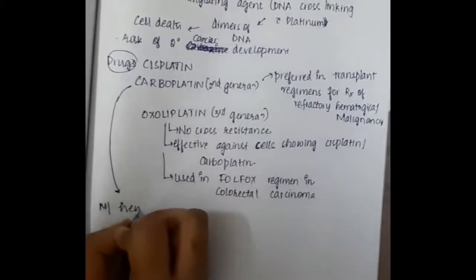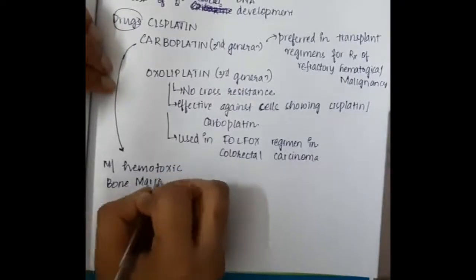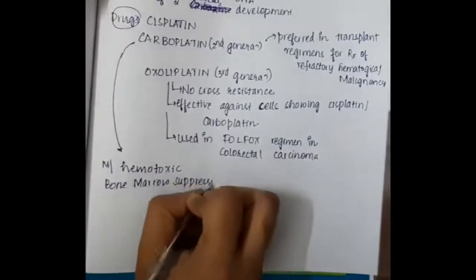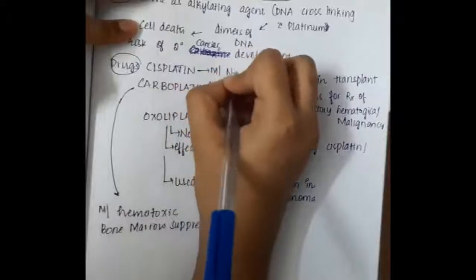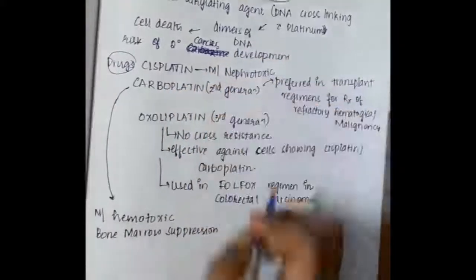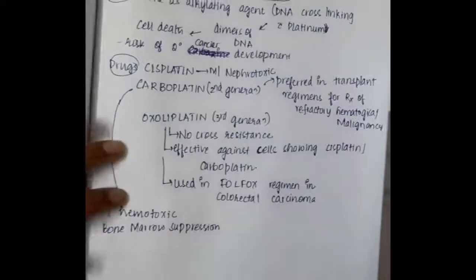Carboplatin is the most myelotoxic drug and it causes bone marrow suppression. Cisplatin is the most nephrotoxic drug. So these are the important points about the platinum compounds.